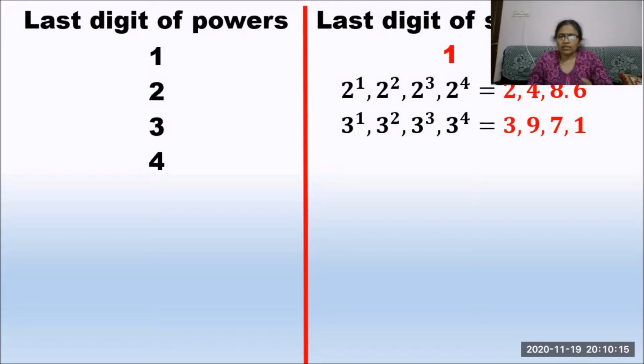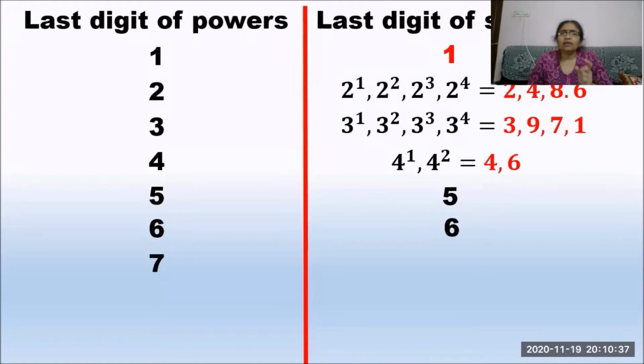Next, 4. 4 repeats in a period of 2. So 4 to the power 1, 4 to the power 2, which is 4 and 6. Again 4 and 6. It keeps repeating in a cycle. 5 remains 5. 6 remains 6.